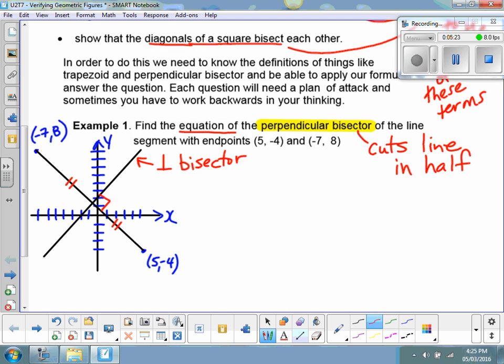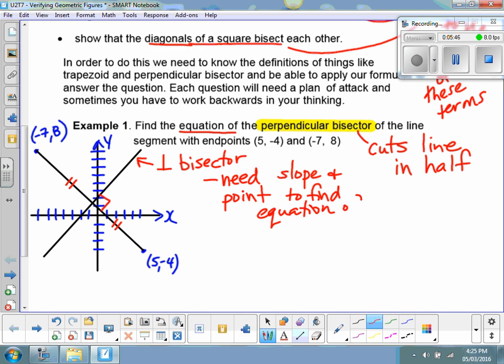All right. So if we're trying to find the equation of the perpendicular bisector, we need slope and point to find the equation of the perpendicular bisector.